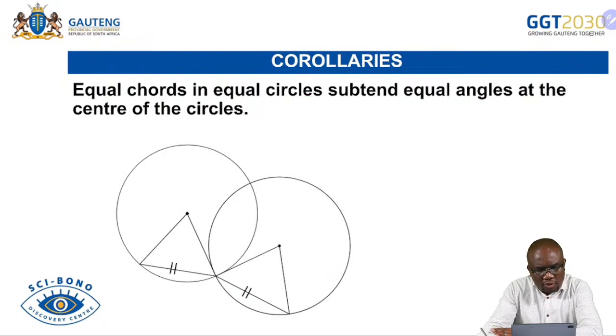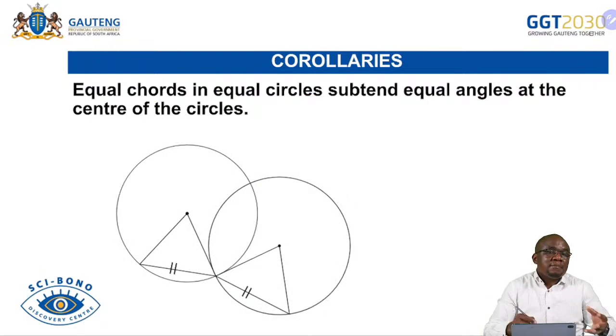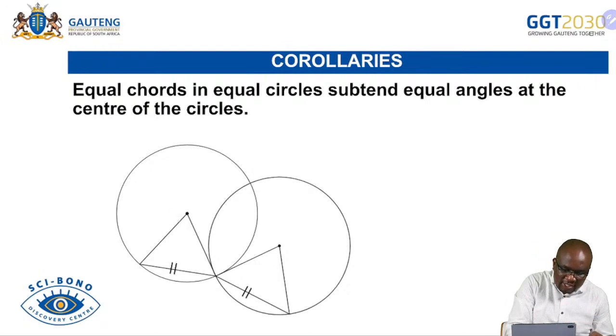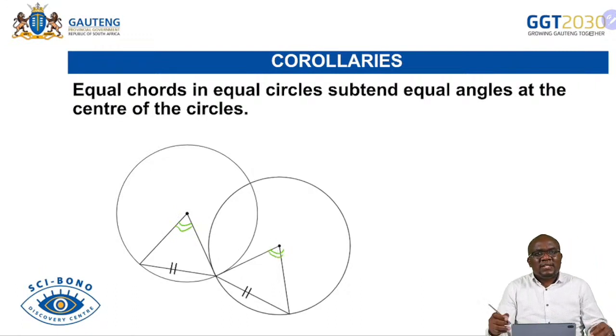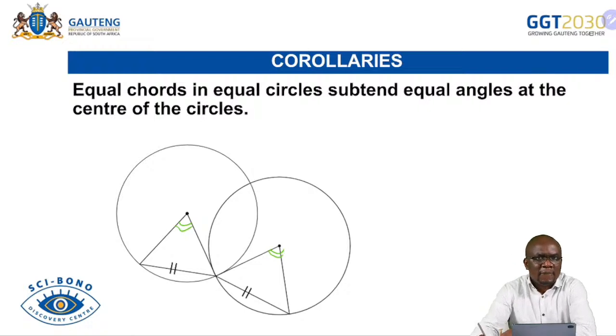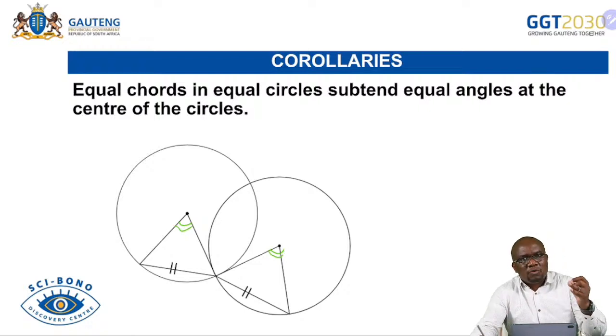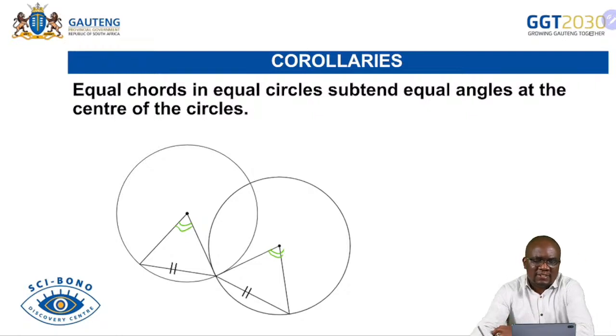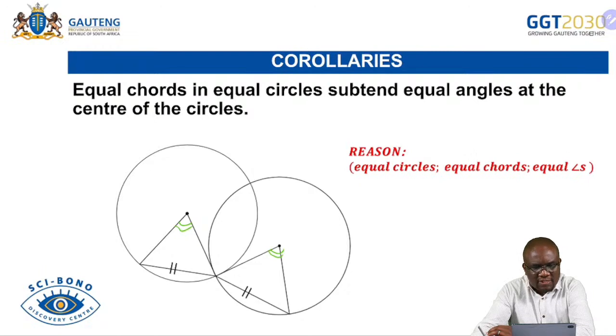And then equal chords in equal circles subtend equal angles at the center. Just the same thing as the previous one, but now the angles are subtended at the center. Equal circles, equal chords, subtend equal angles at the center. What will be the reason then? It will be equal circles, equal chords, equal angles, just like the angle subtended at the circumference. Okay? These are the corollaries.